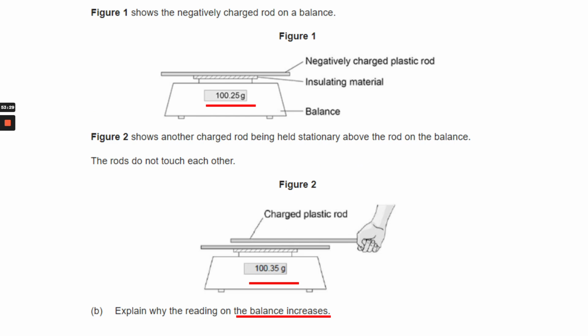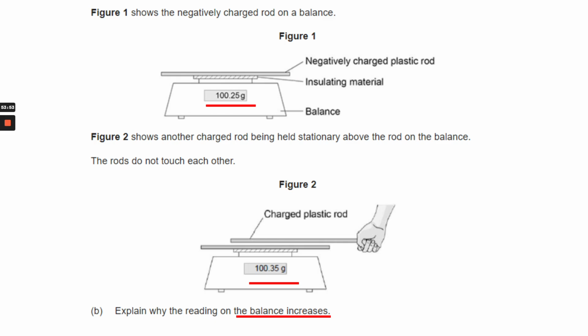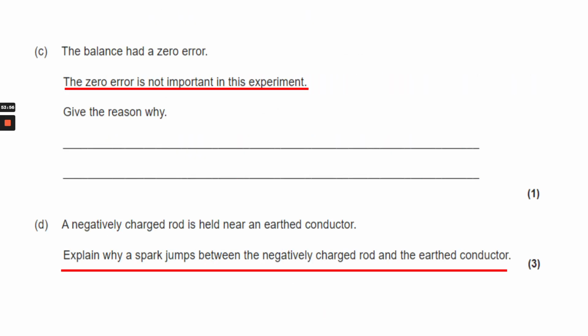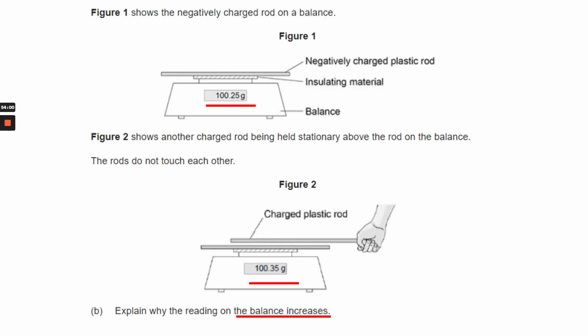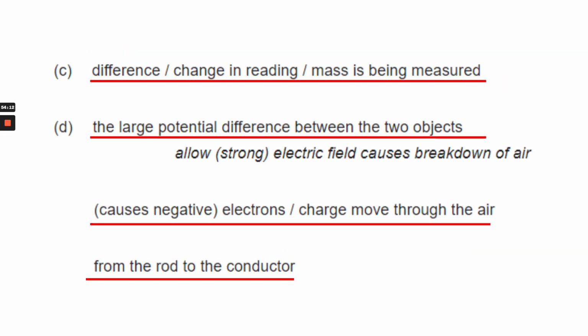Here's another example, okay? You have a balance and you have a reading of a balance of 100.25. I put a plastic rod on top of the balance and the mass reading increases even though there's no mass. Explain why. Well, the reason is there is a downwards force in the balance because the rod is negatively charged and there is electrostatic repulsion between the rod and the balance, even though there's no mass on it. They also asked the balance had a 0 error. It should read 0 when there's nothing on it, but it reads 100. Normally 0 errors do matter, but in this case it doesn't matter because I'm just looking for the mass increase, so it doesn't matter. The difference is just the change in reading.